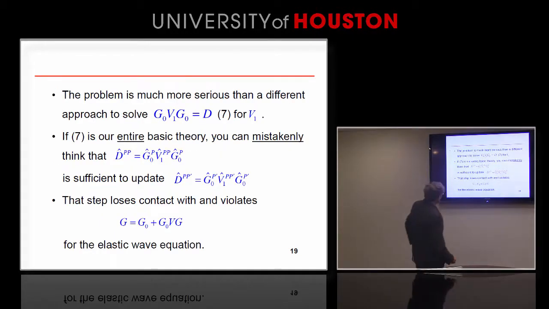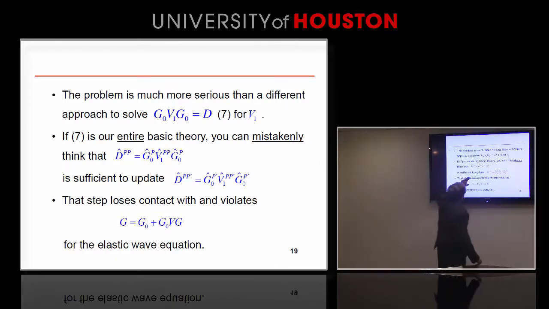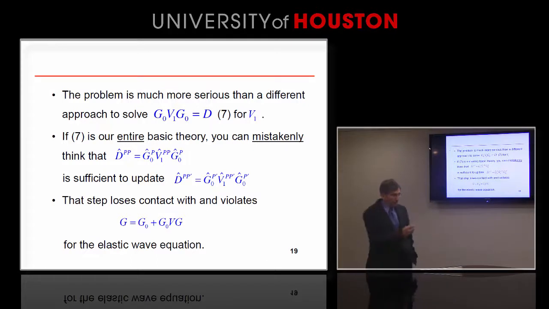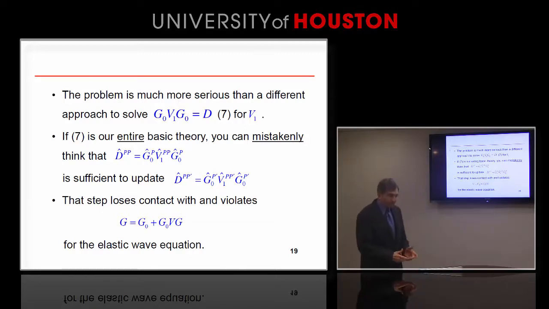However, what goes on is people have lost sight. They'll take one component, DPP, G0P, V1PP, and start inverting it, iteratively or otherwise. That's one component of a matrix. One component. And if that's the beginning and the start of your theory, you have lost sight of two things. One is the operator identity between change in wave field and change in medium properties. Plus, you've lost sight of the nature of the elastic wave equation.